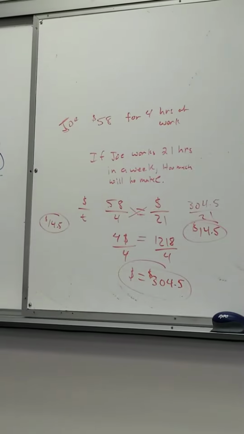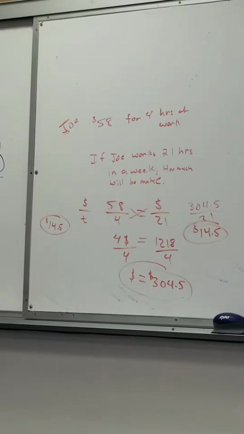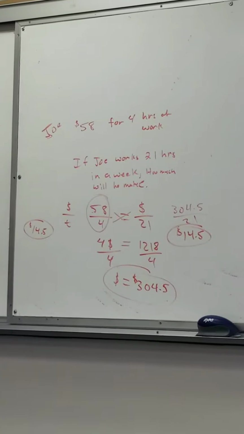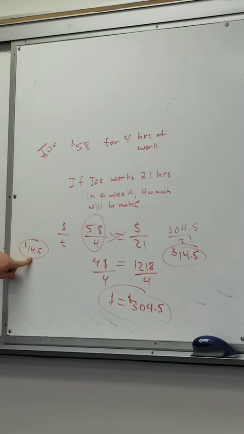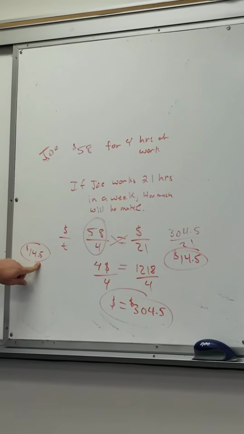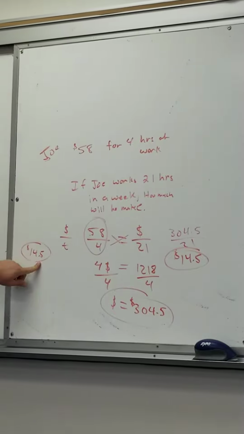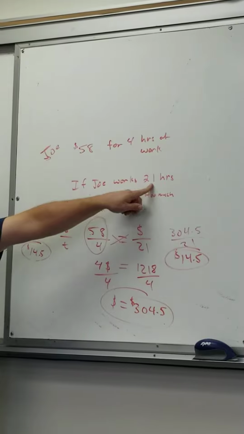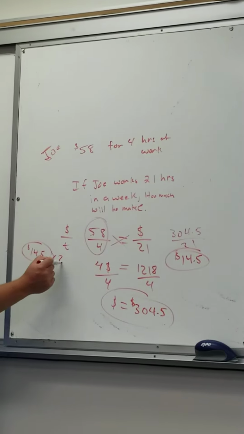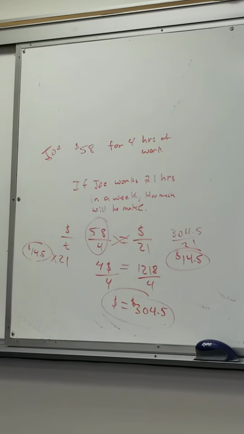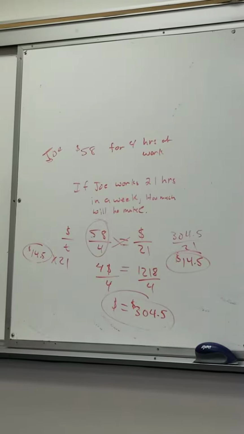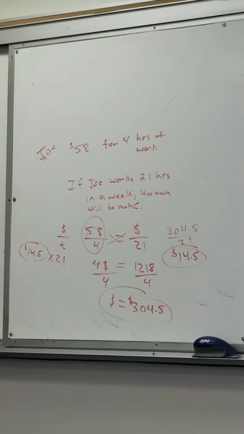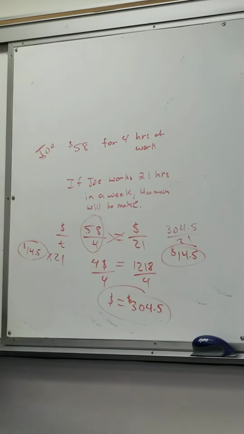I could have done this a different way, right? What could I have done with this 58 over 4? Divided it and got what? $14.50 per hour. And then times it by how many hours he's going to work. I could have just multiplied this by 21. Do that on your calculators. Do 14.5 times 21. Would I get the same answer? 304.5, right? You get the same answer.